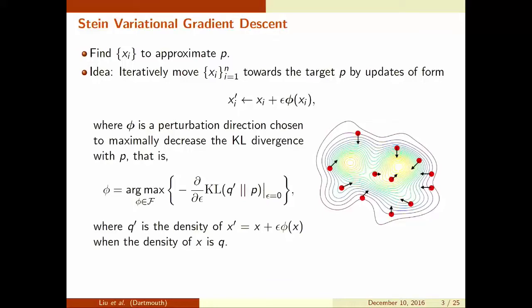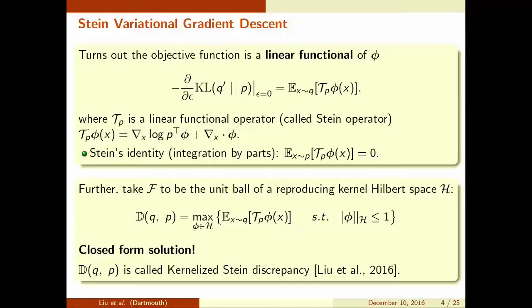In the formula below, Q prime is the density of the updated particles, and you want to choose phi to maximize the negative slope, the decreasing rate of KL divergence. This frames a functional optimization, which has infinite dimension. But what's surprising is that it actually has a closed form solution. It's actually a simple problem to solve. Without going into much detail, you can do the derivation yourself. This gradient of KL divergence is a linear functional of the perturbation function phi. It relates to something called a Stein operator, which relates to the generator of diffusion processes.